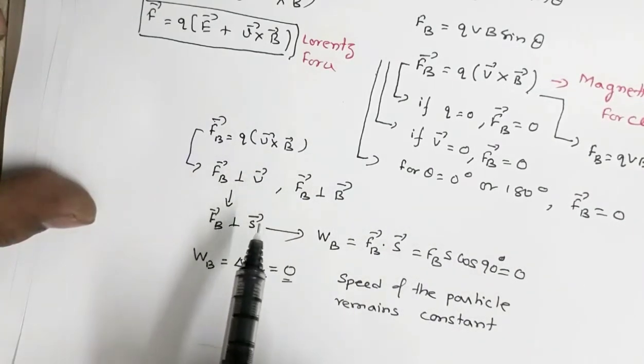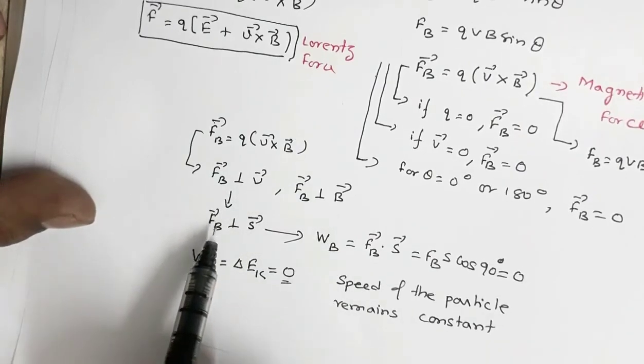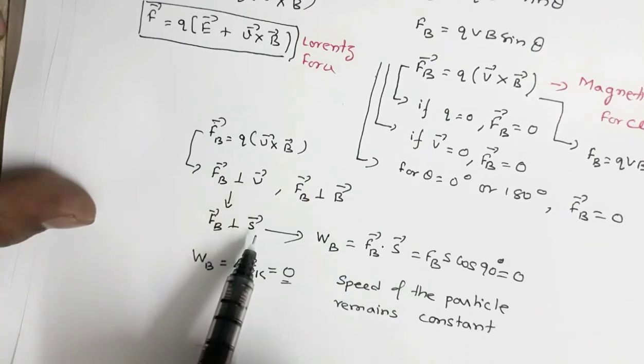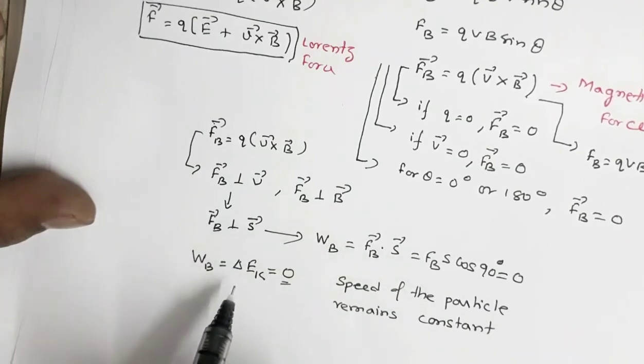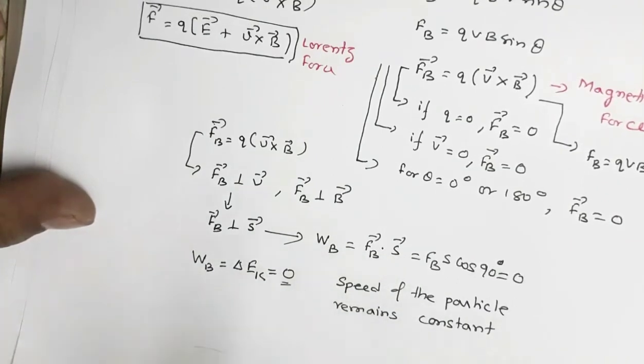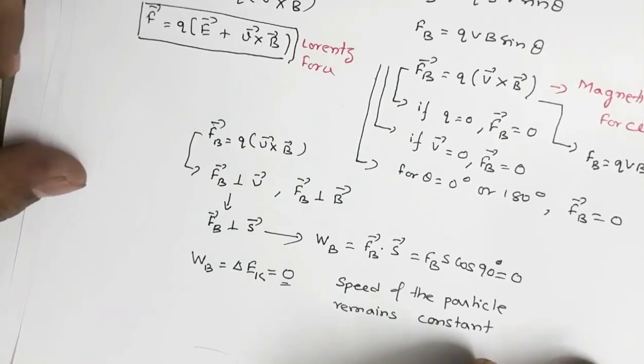Work done by magnetic Lorentz force is always 0 because magnetic Lorentz force is perpendicular to the direction of velocity, hence it is perpendicular to the direction of displacement, so work done is 0. So since work done is 0, there is no change in kinetic energy and the speed of the particle remains constant. So these are the few basic things related to the Lorentz force.